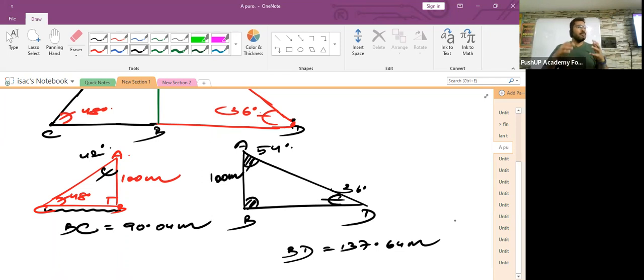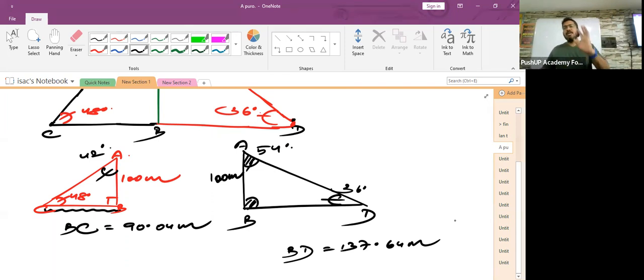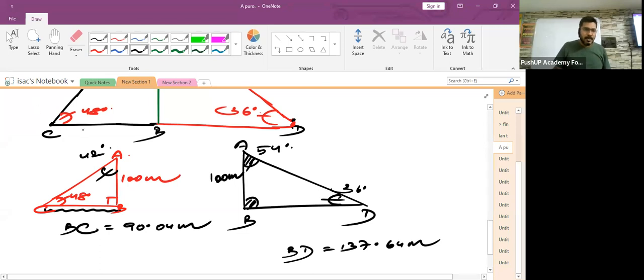Children, this is exactly what you did in the first scenario, isn't it? Again, in the second scenario, why you want to repeat it? It's just a waste of time. That is why I said, don't repeat it, children. You know, in the second scenario, B to C is going to be 90.04. B to D is going to be 137.64 meters.